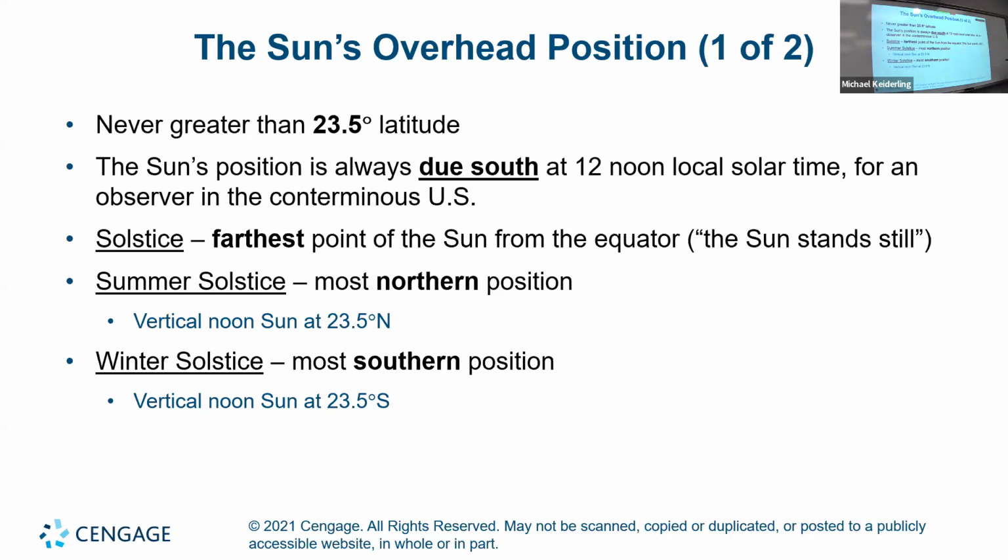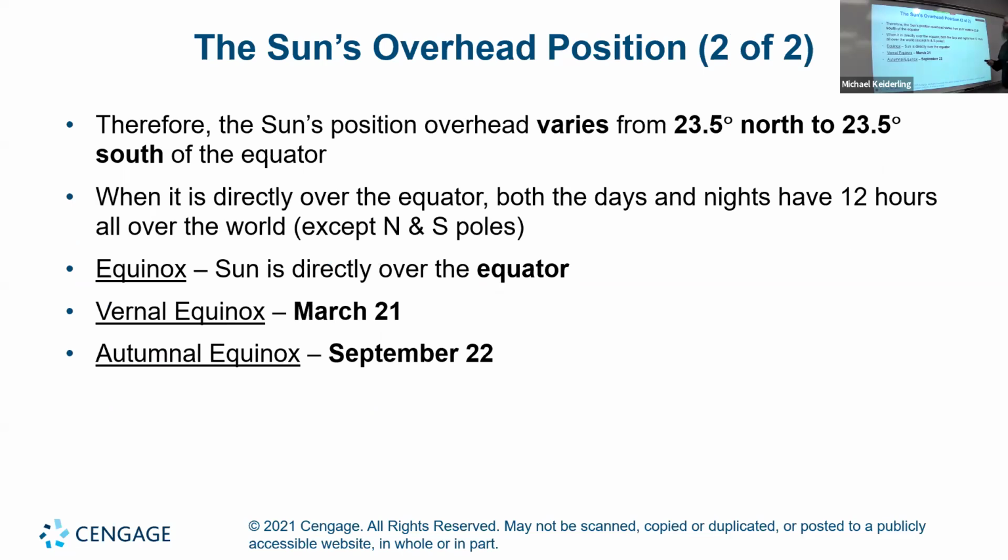The summer solstice is the most northern position. The vertical noon sun is over 23.5 degrees north. The winter solstice is the point where the sun is the furthest south. The vertical noon sun is over 23.5 degrees south. So the sun's overhead position varies over a total of 47 degrees, from 23.5 degrees north to 23.5 degrees south of the equator. When it's directly over the equator, both day and night are the same length all over the world, with two exceptions, which are the poles.